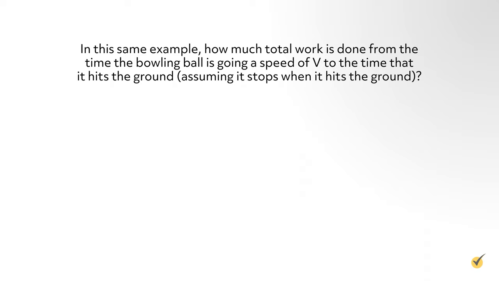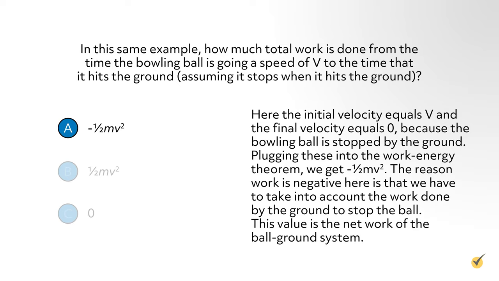In this same example, how much total work is done from the time the bowling ball is going a speed of v to the time that it hits the ground, assuming it stops when it hits the ground? Is it A, negative 1/2 mv squared; B, 1/2 mv squared; or C, 0? The correct answer is A. Here, the initial velocity equals v, and the final velocity equals zero, because the bowling ball is stopped by the ground. Plugging these into the work energy theorem, we get negative 1/2 mv squared.